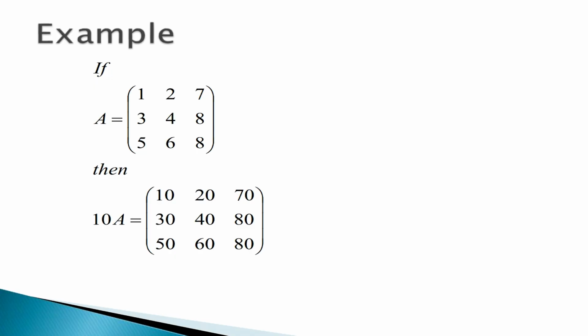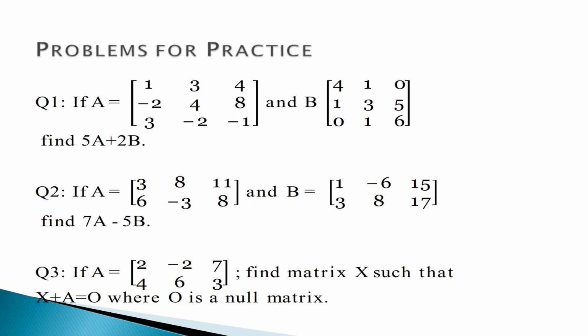Here is an example. Suppose A is a matrix containing elements 1, 2, 7, 3, 4, 8 and 5, 6, 8. Then 10A, where 10 is a scalar and A is a matrix, becomes 10, 20, 70, 30, 40, 80, 50, 60 and 80. Problem for practice. This is the problem given for your practice. Here, I work out one of the problems.